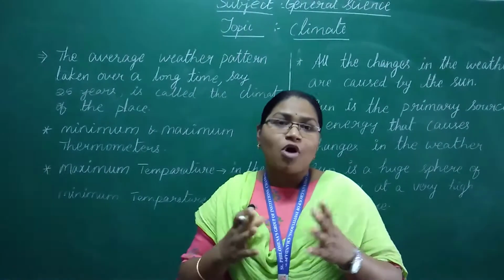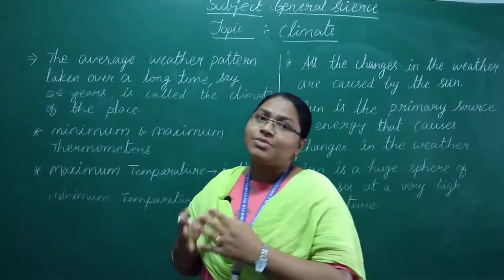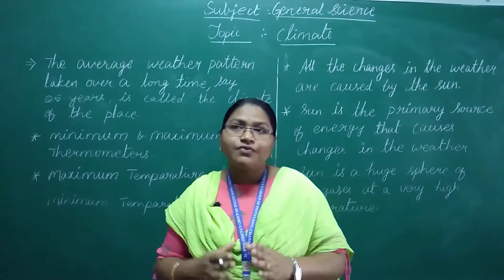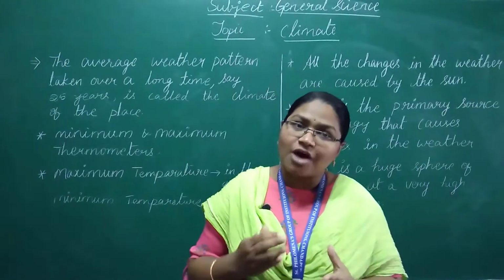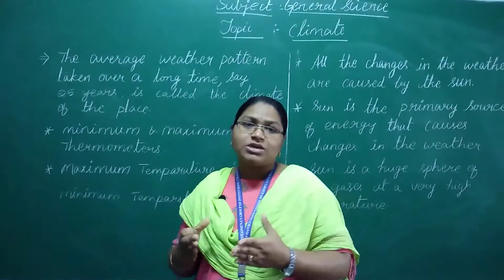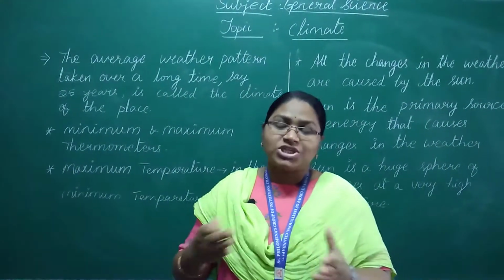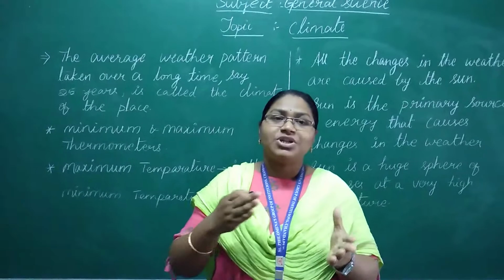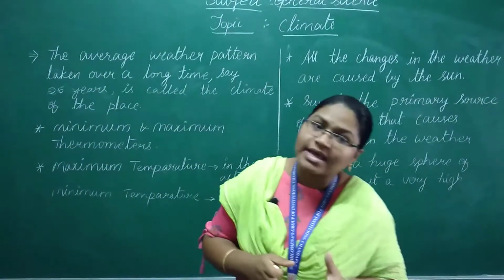So at what time can we observe the maximum temperature of the day and the minimum temperature of the day? Generally, the maximum temperature of the day occurs in the afternoon, and the minimum temperature of the day occurs in the early morning. So what causes these temperature changes in the weather? All these changes in the weather are caused by the sun.